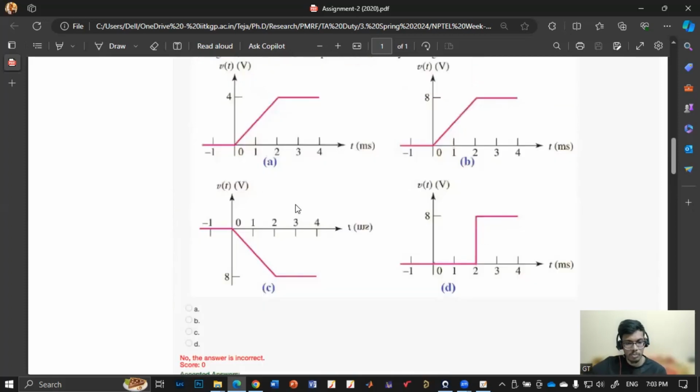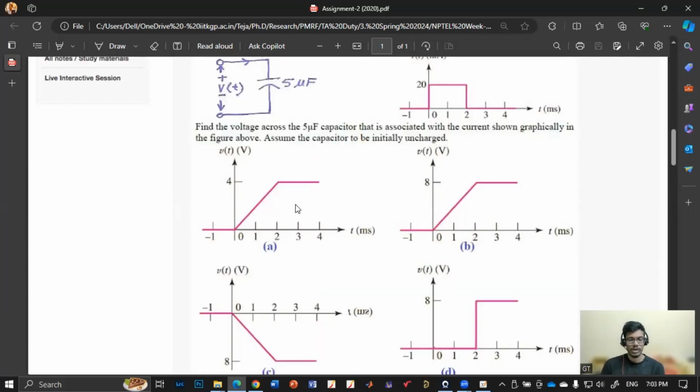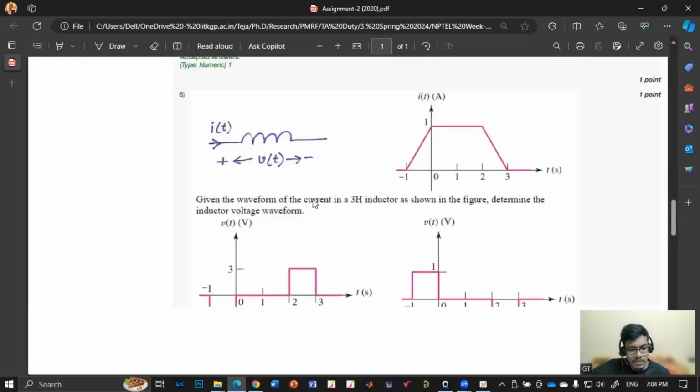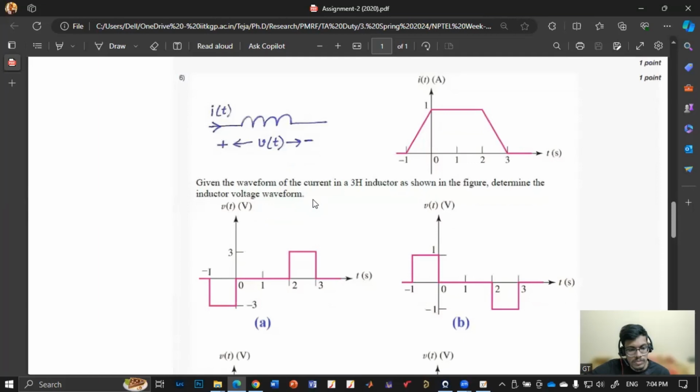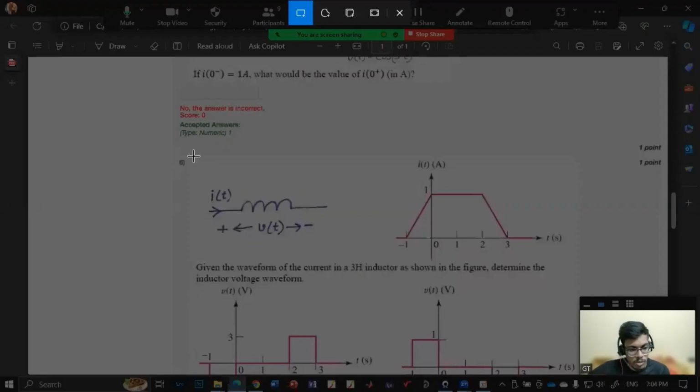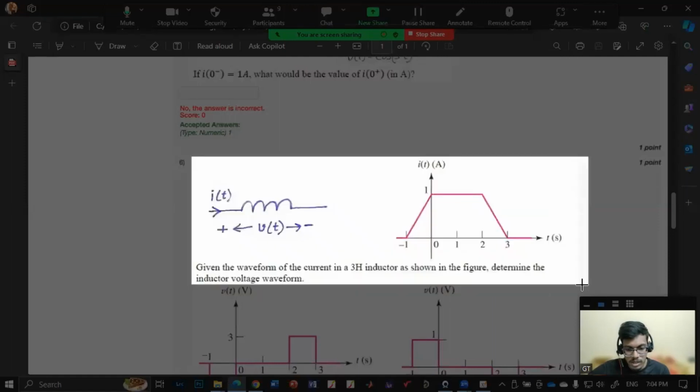So I hope you are able to understand this question, how to get different waveforms when they have given the current or voltage information. Okay, so we'll move on to some other question. We can also solve a similar inductor question so that we'll get an overall understanding of both capacitor and inductor. So I'm considering a similar inductor question.